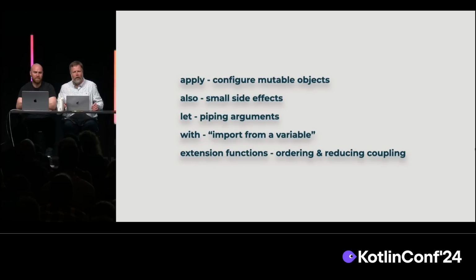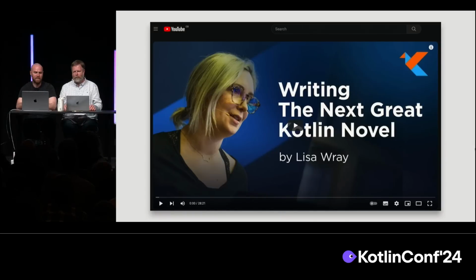So these are quick aide-mémoire on what I think, we think maybe, scope functions are doing. Apply, we use to configure mutable objects. Also is for little side effects. Let, good for piping arguments, sorting out nullability issues. With, I see a sort of import from a variable. And extension functions, well, they're fantastic for ordering, making the order of things work, and for reducing coupling.